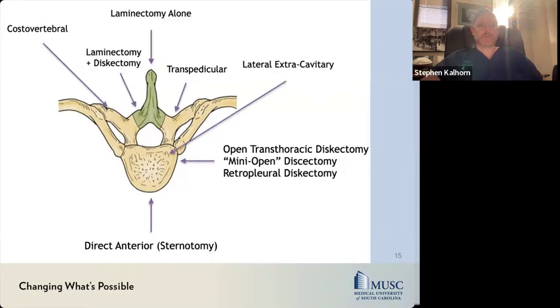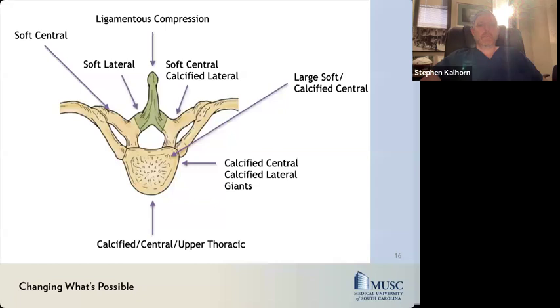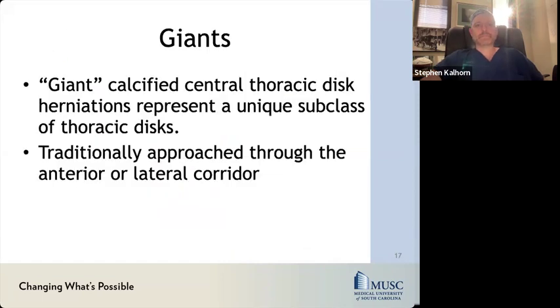And so, if you go back and forth between these two slides, the posterior approaches are really great for ligamentous compression. The soft lateral disc, perhaps, if it's a laminectomy alone with maybe a little bit of the pedicle, you can get a soft lateral disc. Soft central disc, even coming from a little bit more lateral to get that central component. And then these large calcified central discs, the giants, the arch nemesis here, those are best approached historically from more of an extracavitary approach, as well as from a transthoracic.